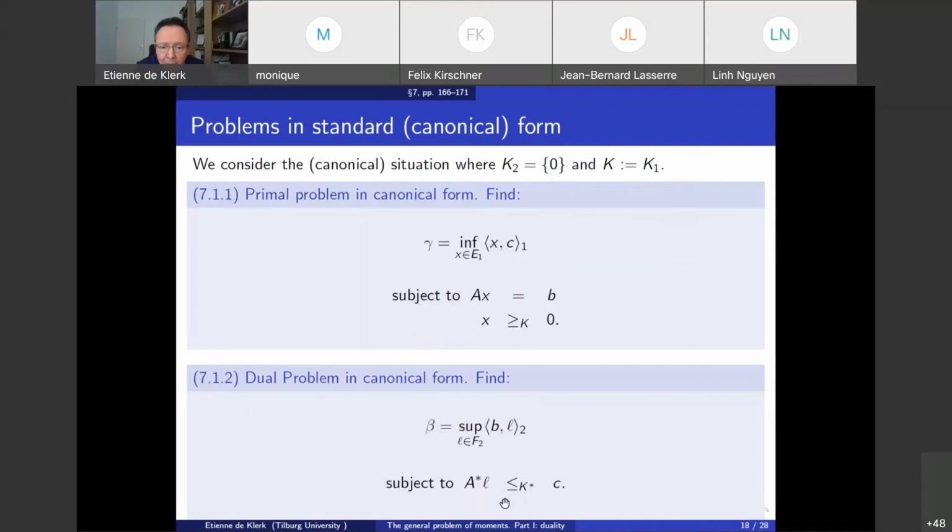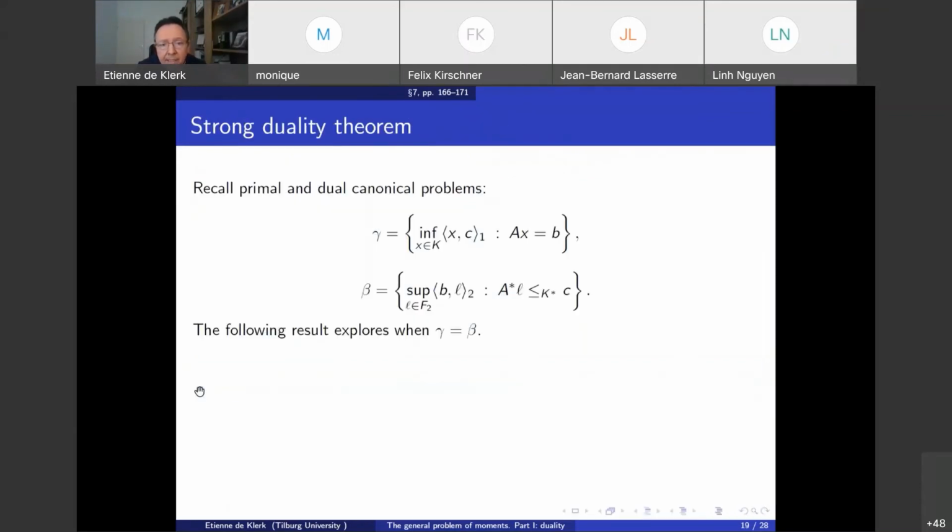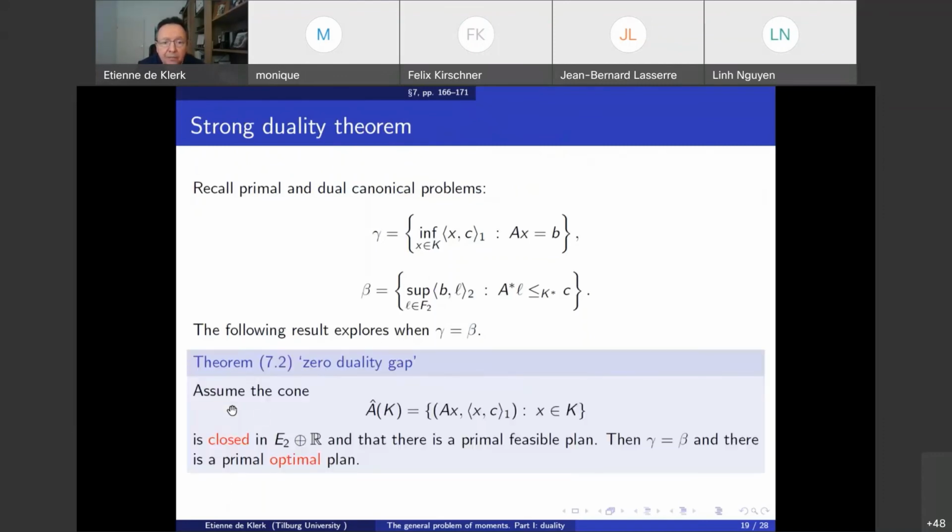Then the dual problem becomes that C minus A star L belongs to the cone K star. Now we no longer talk about K1, because K2 and K2 star are no longer interesting, so we just call K1 K. Now we have just one cone, and K star for the dual cone. So it looks somewhat simpler. For the strong duality, we ask ourselves, when is gamma equal to beta? Here is the so-called strong duality theorem, or the zero duality gap theorem, as Darwin calls it. We have a condition that has to be met.